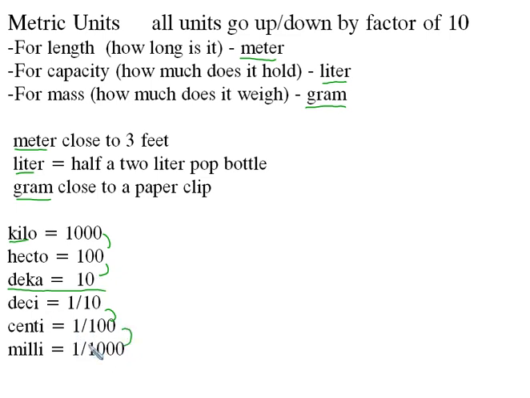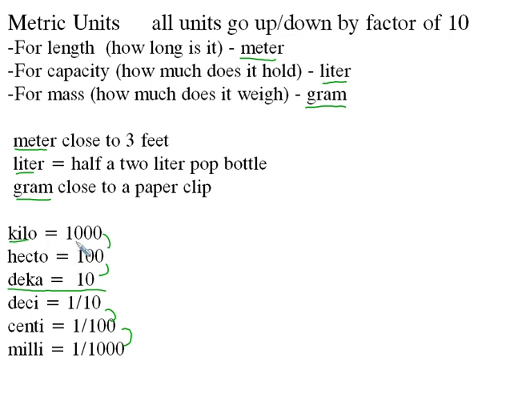And the same thing is true the other way. If you have 10 millimeters, you have 1 centimeter. If you have 10 centimeters, you have 1 decimeter. If you have 10 decameters, then you have 1 hectometer. If you have 10 hectometers, you have 1 kilometer.